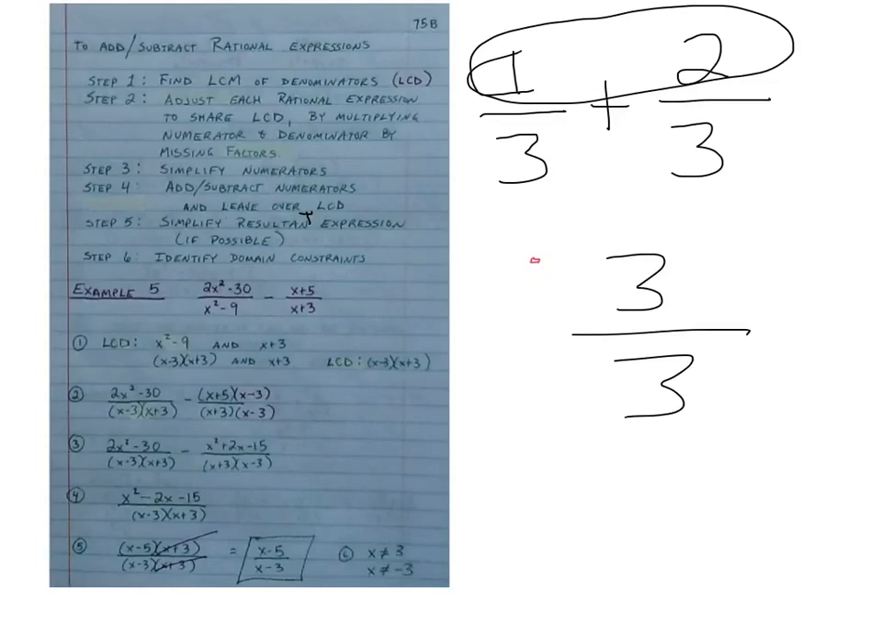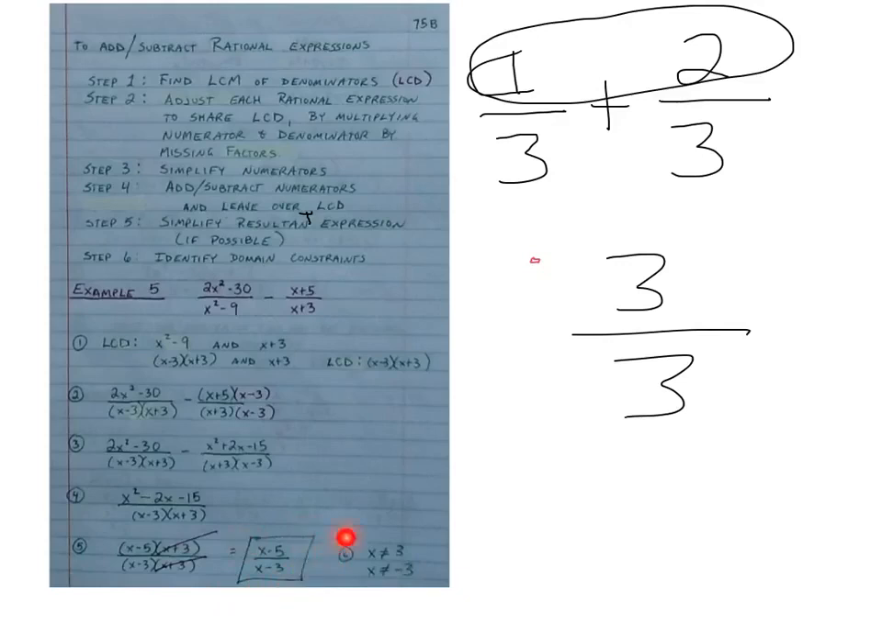Almost there. Step 4, add or subtract the numerators. We just did that and leave over the LCD, so our denominator stays the same. And for step 5, what we want to do is simplify the resultant expression. So we simplify the numerator by factoring it, and we see that a common term cancels out, and that's the reason that we need to do that step, because oftentimes after we've added them, a term will cancel out.